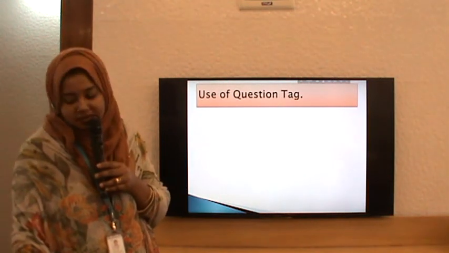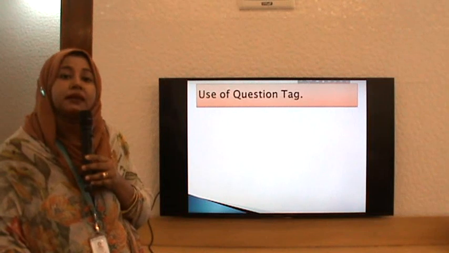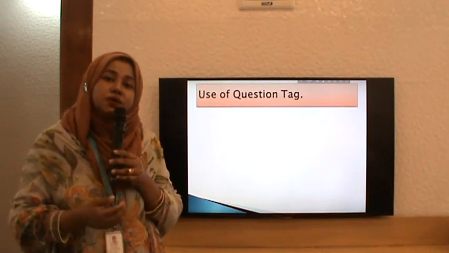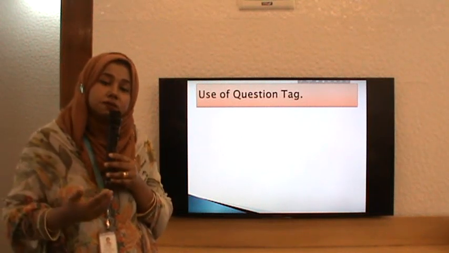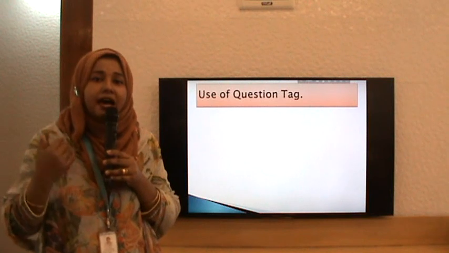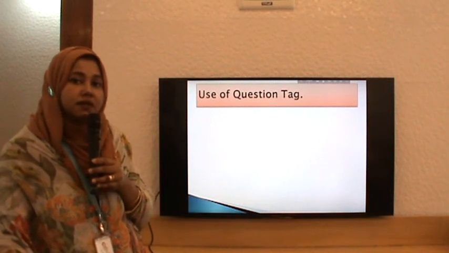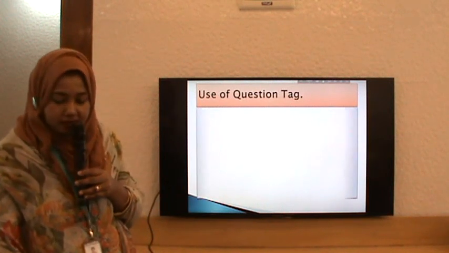Use of tag question is also very important. Those who haven't learned question tags should know that you frequently use question tags when you speak to others, to your friends, to your parents, but you have never thought about it. So this is the time to think about it and use it in your dialogue writing.